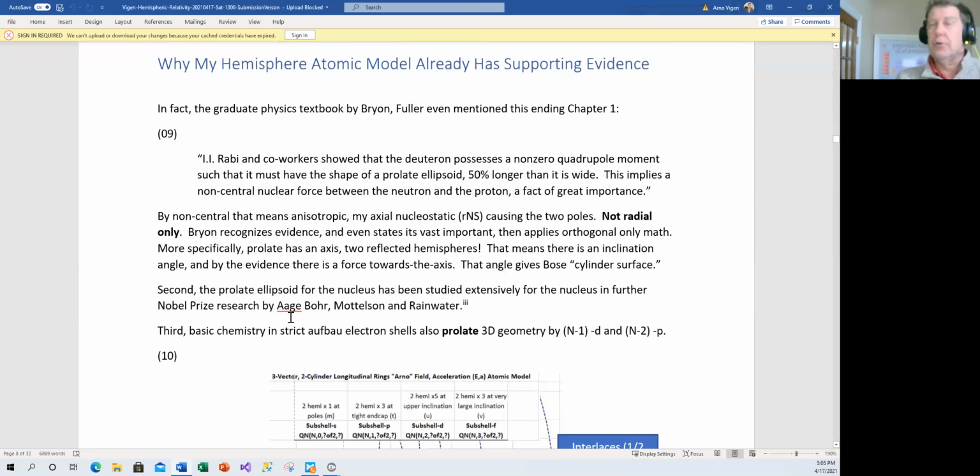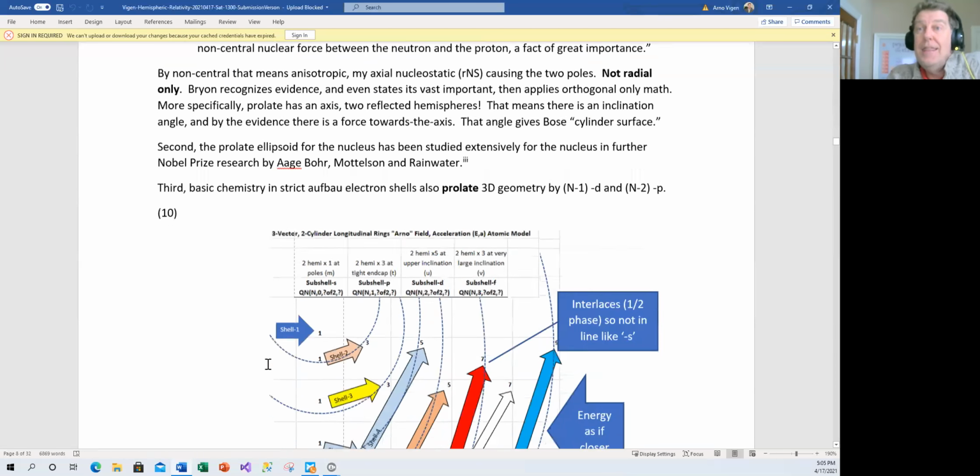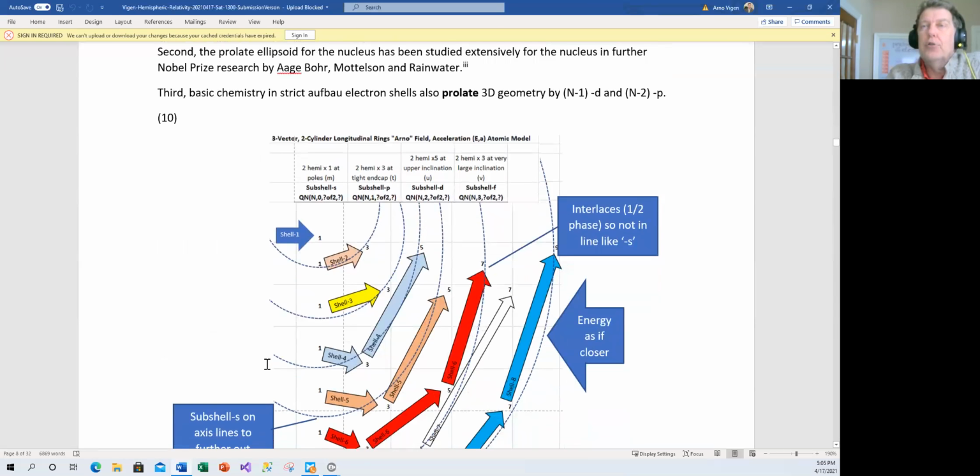And it's very interesting and very good, and basically proves that they are oblong, somehow hemispherical nucleus sections. Now, my thing is that electrons are also the same. And we all already know this. You see, in basic chemistry, the strict Aufbau rule says that you start building these things, and you build from shell 1 to 3.